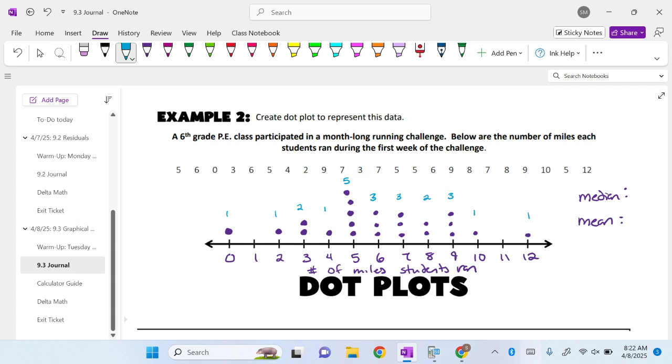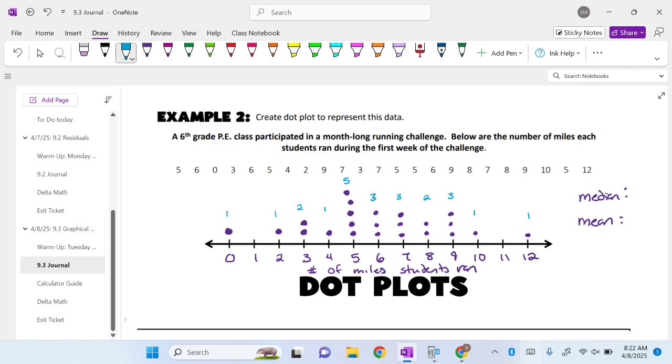All right. So check your answer for actually drawing out the dot plot. Put the phones up. All right. So that's what your dot plot should have looked like. Now, how many were actually asked about how many miles they ran the first week? How many people were asked? 22.